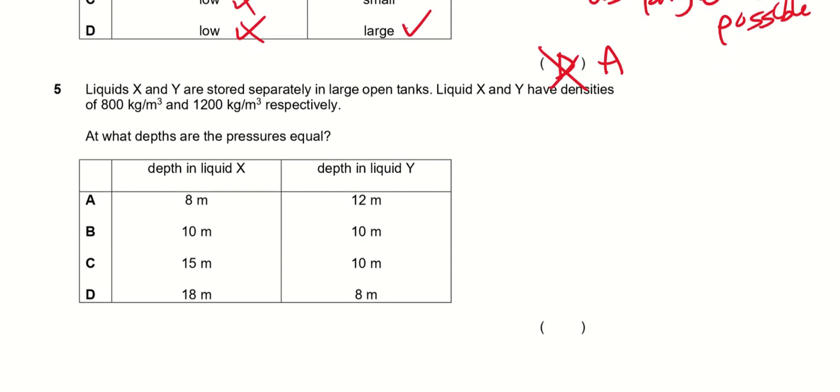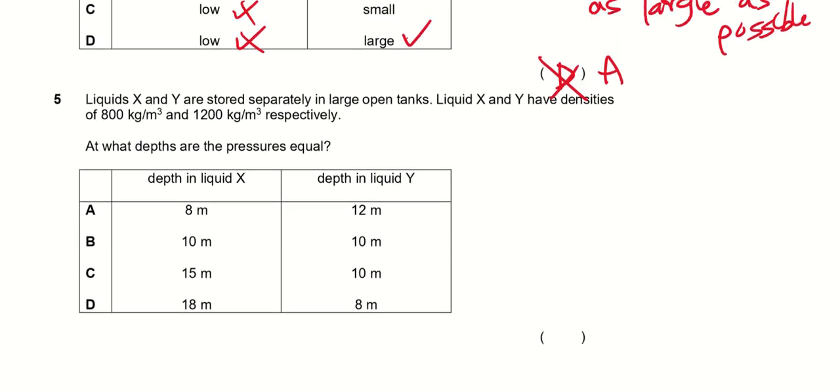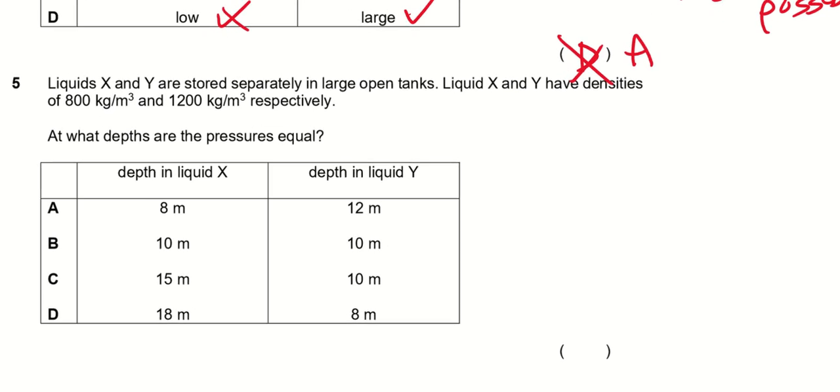Okay, question 5. Liquid X and Y are stored separately in large open tanks. Liquid X and Y have densities of 800 kg per meter cube and 1200 kg per meter cube respectively. At what depths are the pressures equal? So we are asking for the same pressure, right?